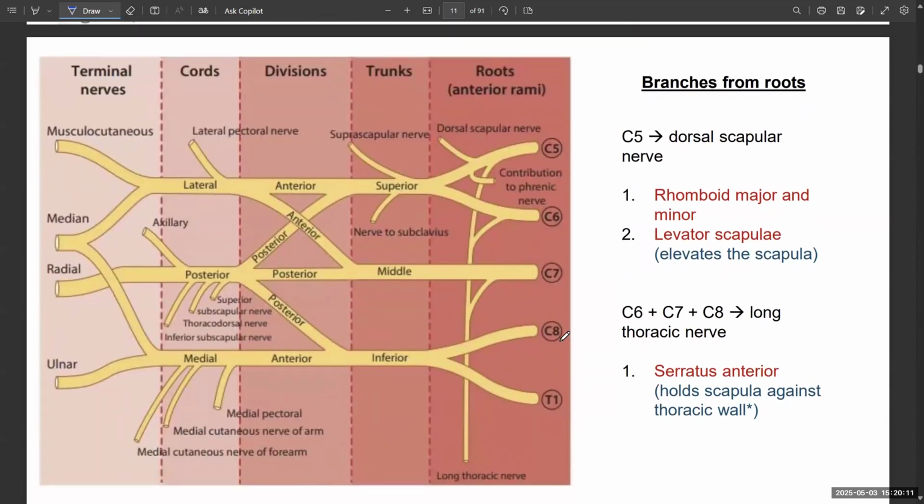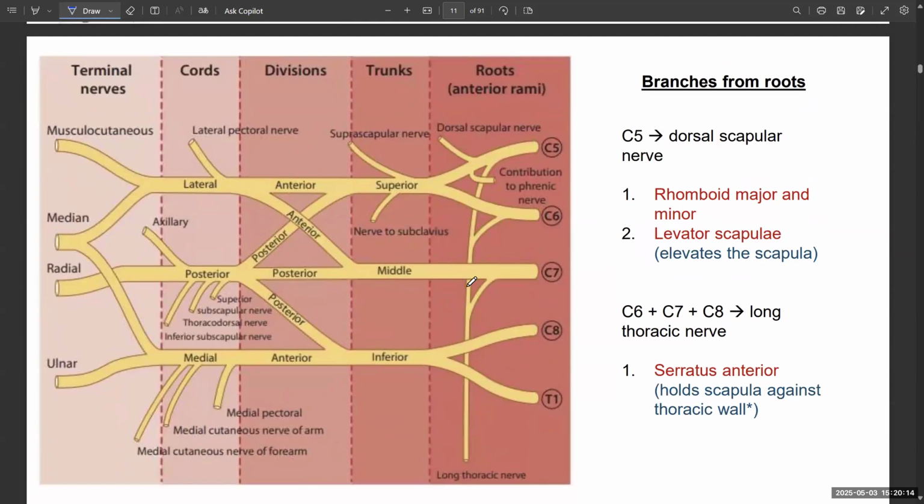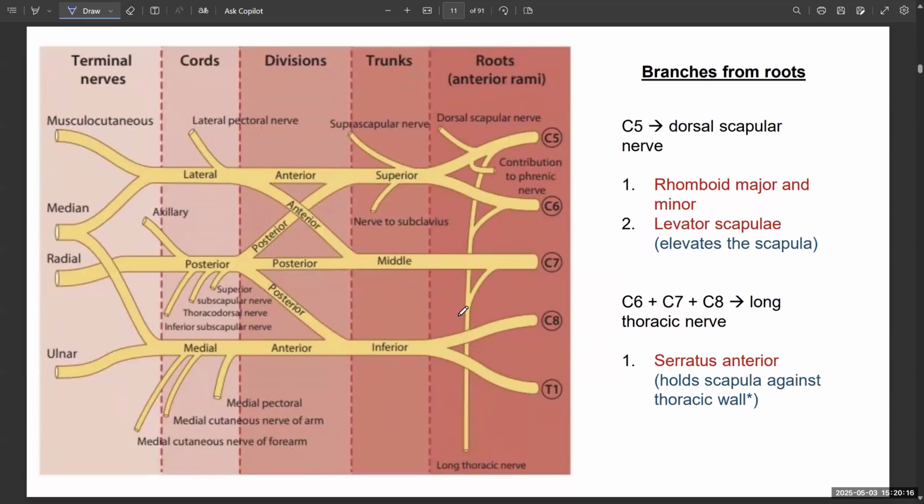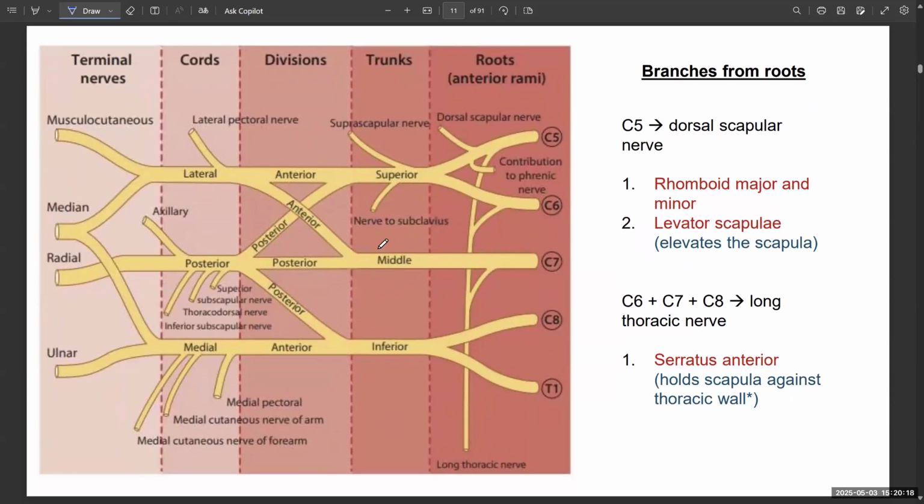This is a very nice diagram. I got this from Gray's Atlas of Anatomy. If you guys check that out, it has very nice muscle diagrams too. Anyways, let's talk about the roots.